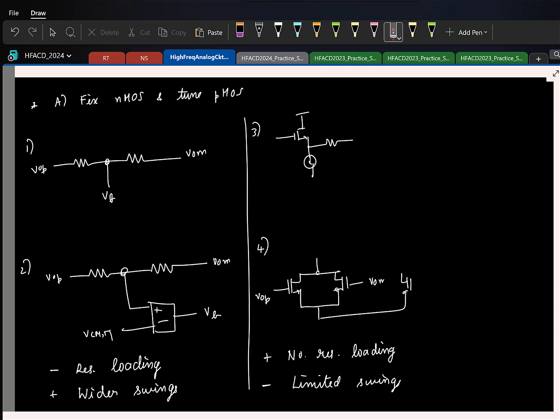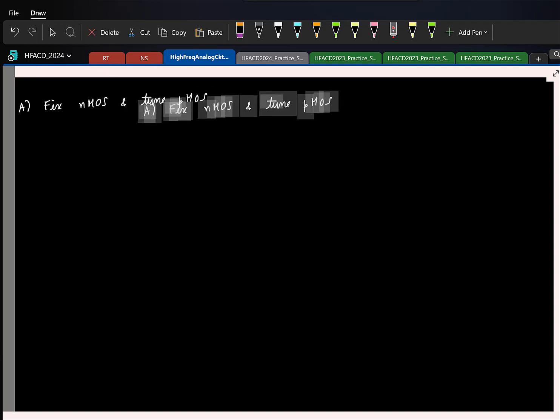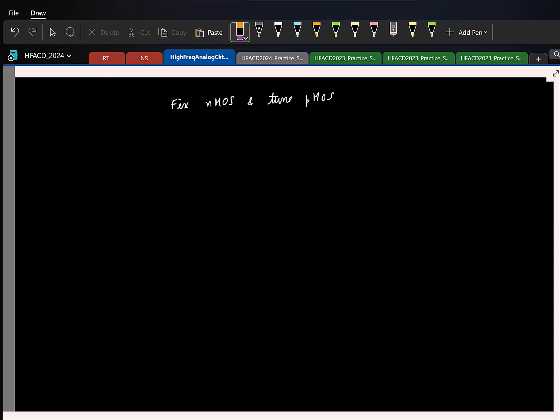So this is like some of the variants in the first type, wherein you tune the pMOS current fixing the nMOS current. We can obviously do the opposite also. Let's see a couple of them today. So let us say this, I'll call it B. Here let us say I'm fixing the pMOS current and tuning the nMOS current.